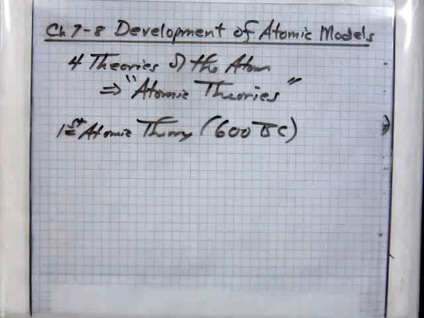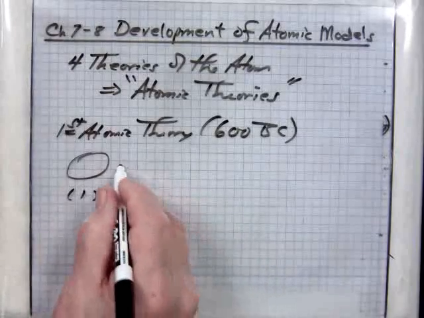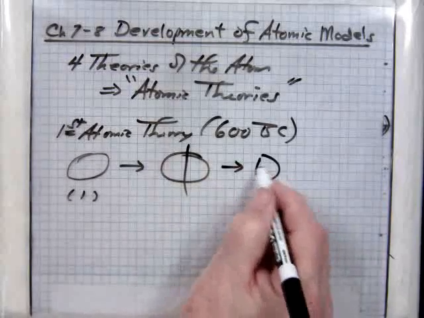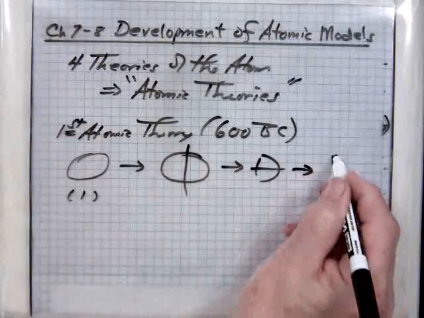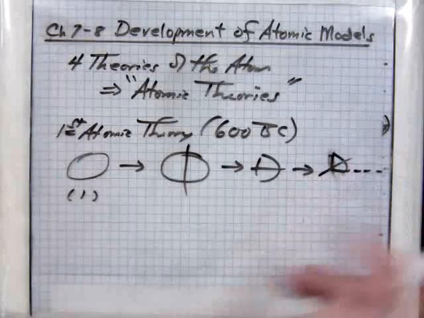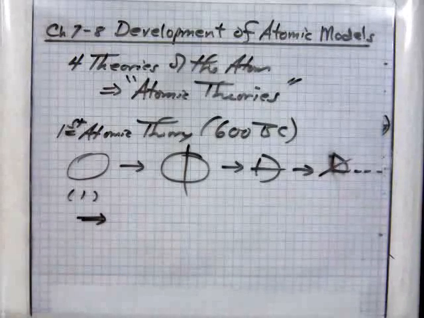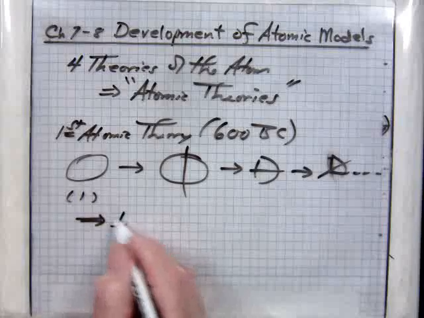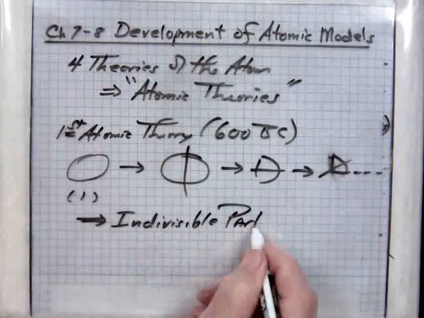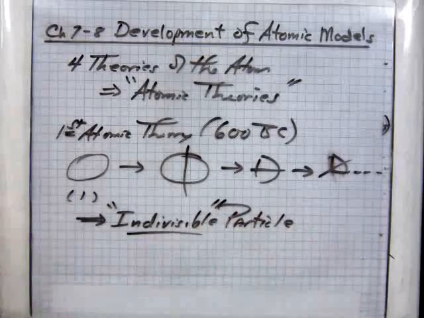Democritus. Now, what he proposed was, if you took a piece of matter and split it in half, and then took that half and split it in half, and then took one of those portions, split that in half, and kept going and going, splitting in half, you would eventually come to an indivisible particle. The operative word is indivisible here.